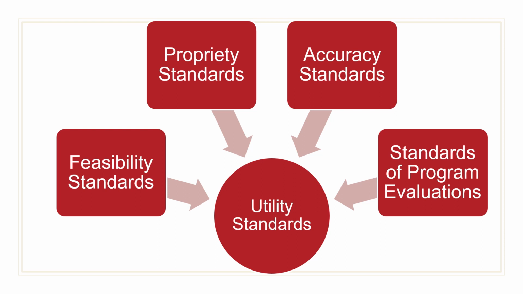Finally, the accuracy standard intends to ensure that an evaluation will reveal and convey technically adequate information. These include program documentation, context analysis, describe purpose and procedures, defensible information sources, valid information, reliable information, systematic information, analysis of quantitative information, analysis of qualitative information, justified conclusions, impartial reporting, and meta-evaluation. These standards answer the question, will the evaluation be effective?